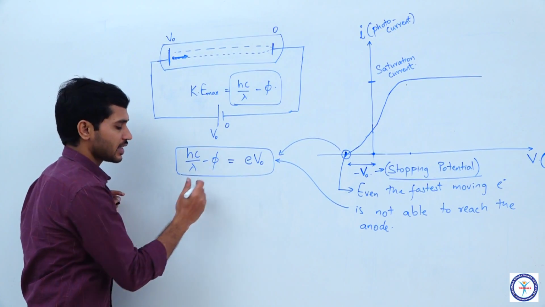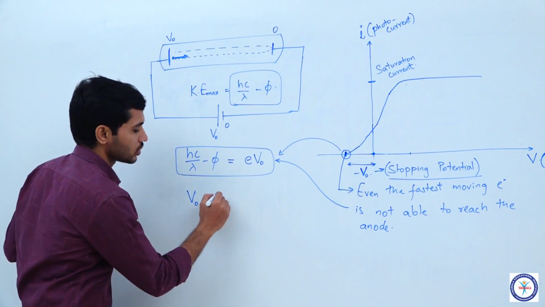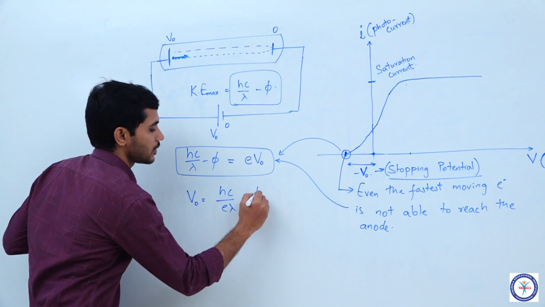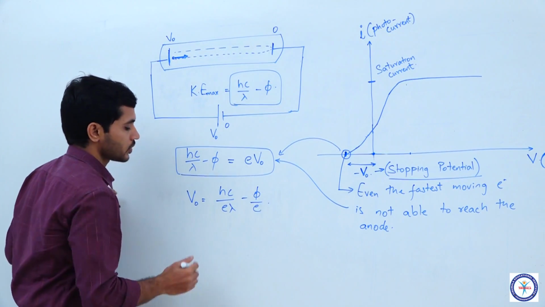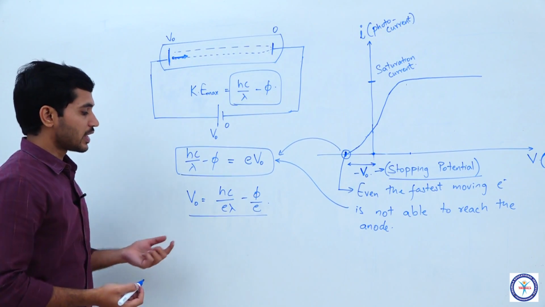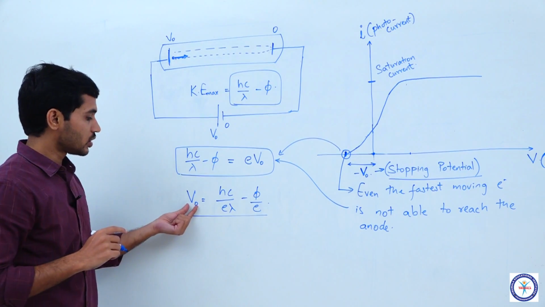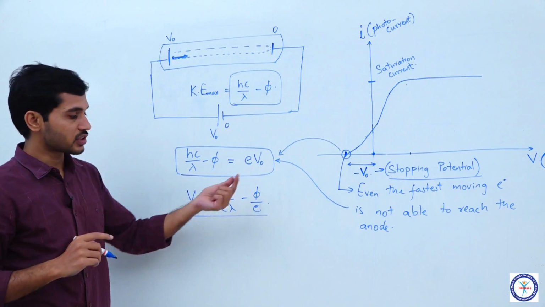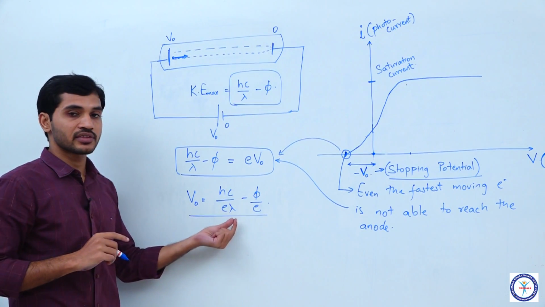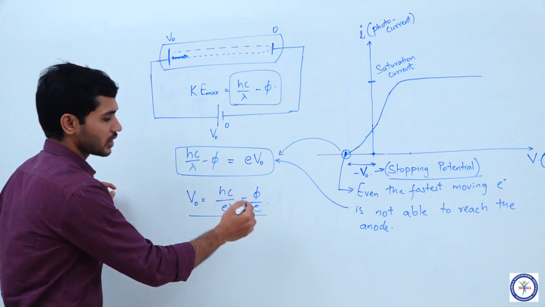So, this is the expression. Now in this particular case, if I make V naught the subject, I will get V naught equal to hc by e lambda minus phi by e. We will also learn about a graph for this expression, the graph between stopping potential and the wavelength of the light which we are using. I will draw that graph right over here.